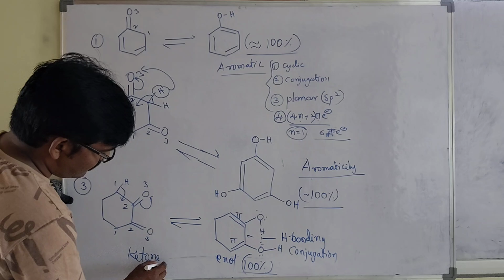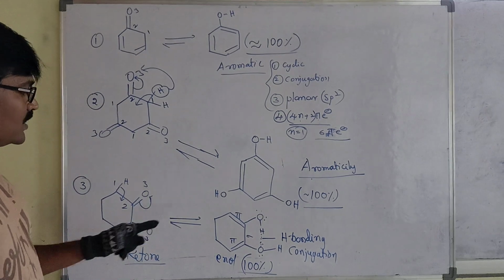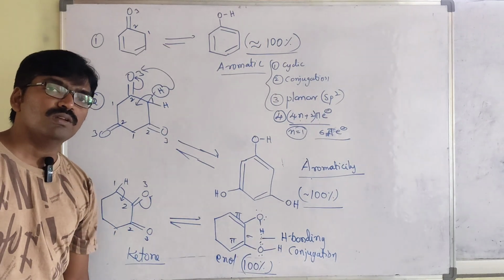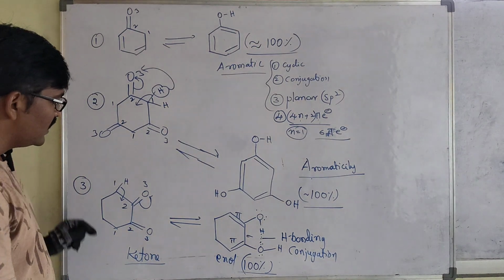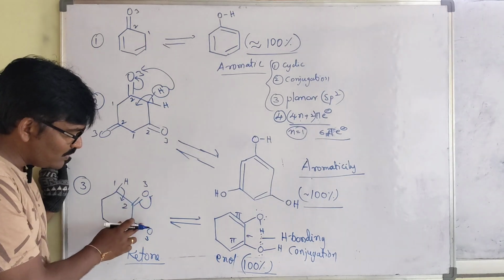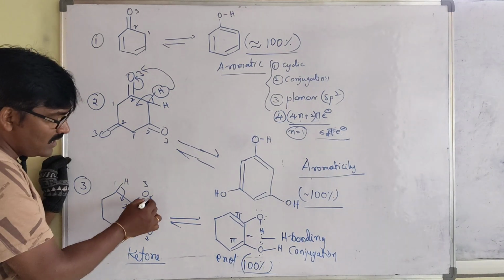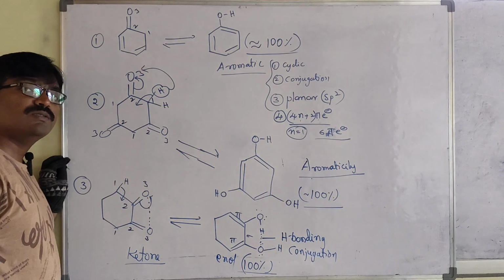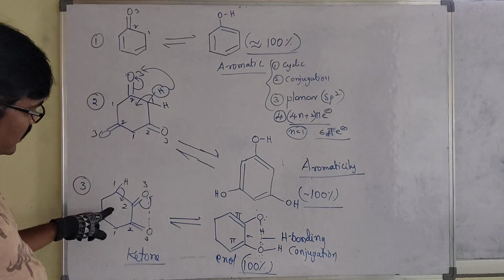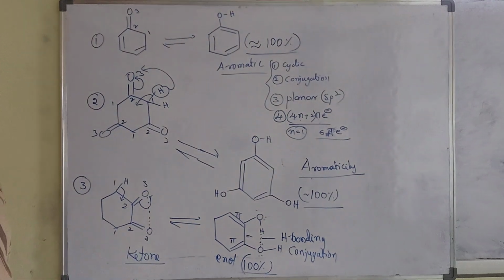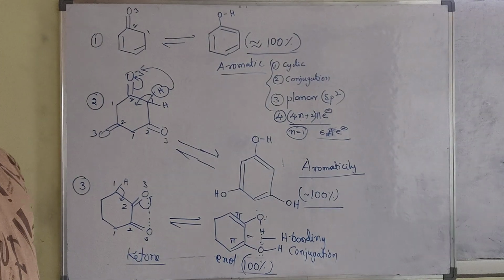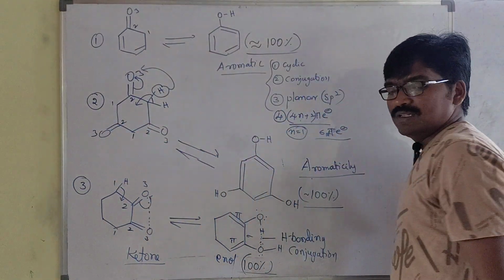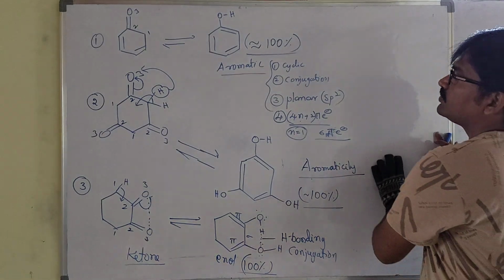Why is ketonic formation a lower percentage than the enol? The reasons I told: hydrogen bonding is there, conjugation is there. Then one more factor: when the ketones are attached beside each other, both oxygens are electronegative, so more repulsions are possible. So the ketone is much less stable than the enol, and the enol is more stable here. Clear, my dear students?